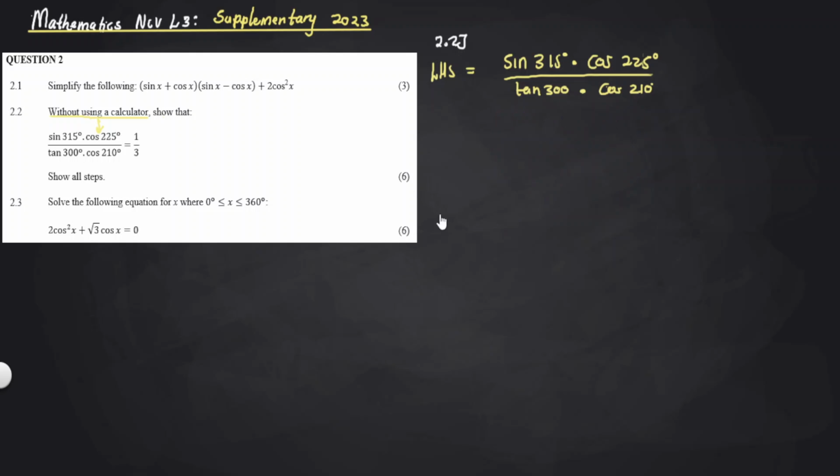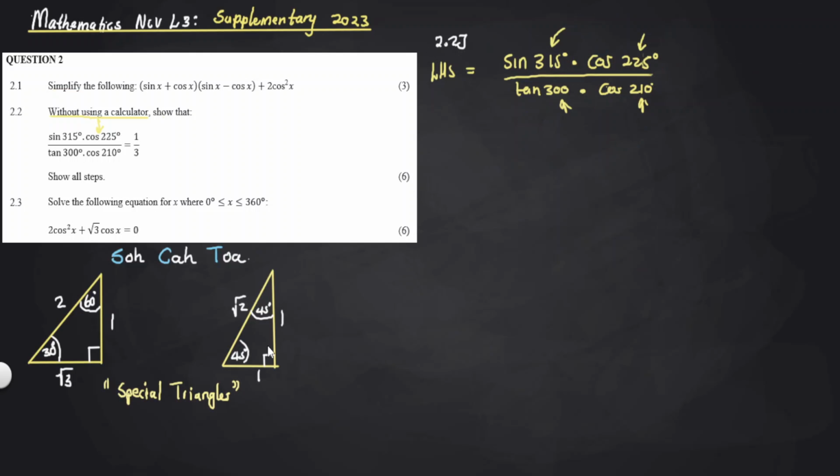Alright? The CAST rule diagram. Since we have 315, 225, 300, and 210, I'm going to choose, are these reflex angles? Yes, reflex angles. So in this case, we're going to reduce the angles to our special angles. So number 2, without the use of a calculator, they are expecting you to use special triangles. This is something you should know off by heart, the special triangles.